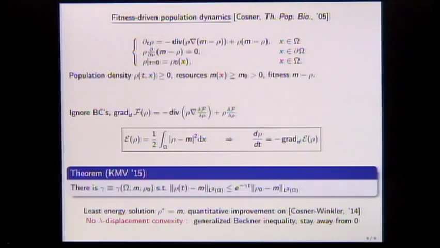Just one very last observation, I know my time is out. We do not have lambda displacement convexity, so we had to find a way around. And this is why my exponential rate gamma here actually depends on the initial datum. But we can track explicitly the dependence.